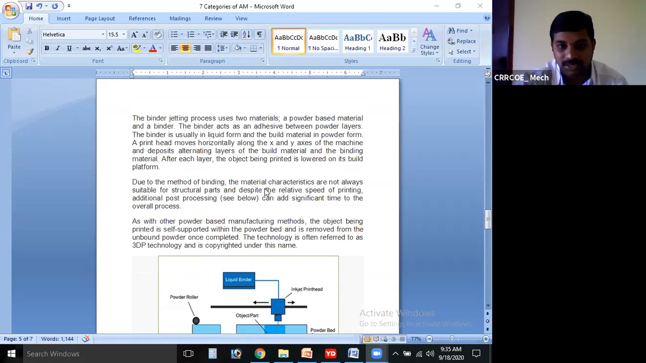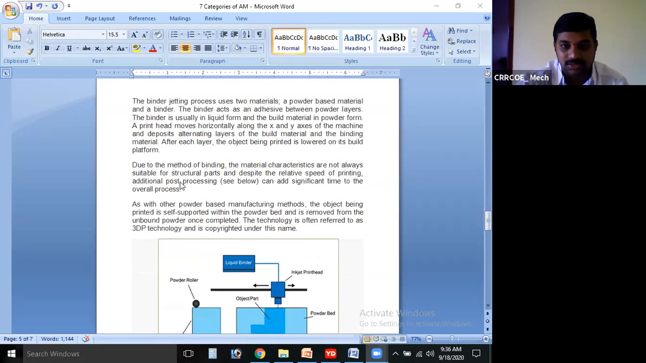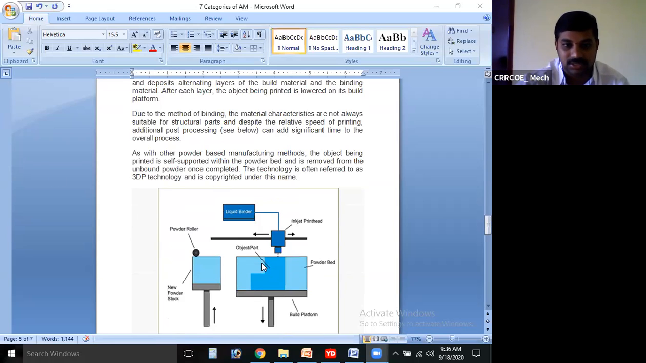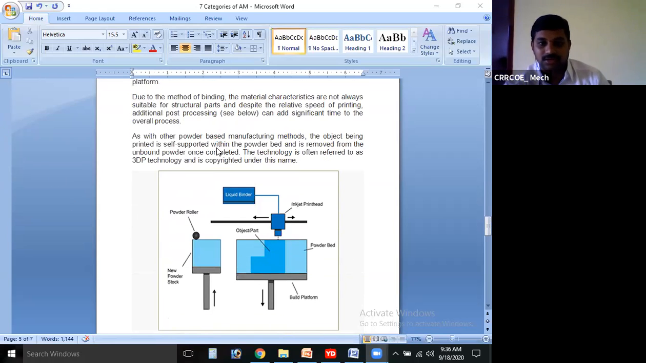Due to the method of binding, the material characteristics are not always suitable for structural parts. Despite the relative speed of the printing, additional post-processing can add significant time to the overall process. They have given a clear graphical representation. As with other powder-based manufacturing methods, the object being printed is self-supported within the powder bed and is removed from the unbound powder once completed.